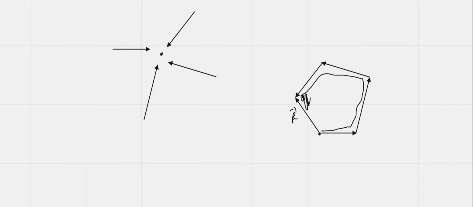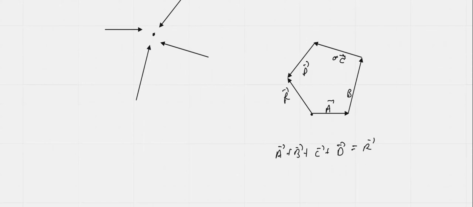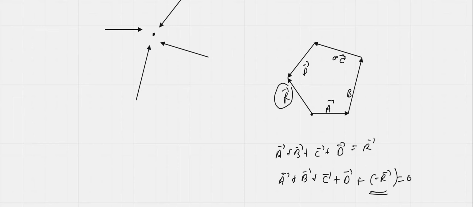If the cycle had completed, for example, this is A vector, this is B vector, this is C vector, this is D vector, and the summation A plus B plus C plus D comes out as R. What if I do that? Assume this is the fifth vector. Can I say A plus B plus C plus D plus minus R vector? What does minus R vector mean? You know very well that minus R vector is nothing but this.